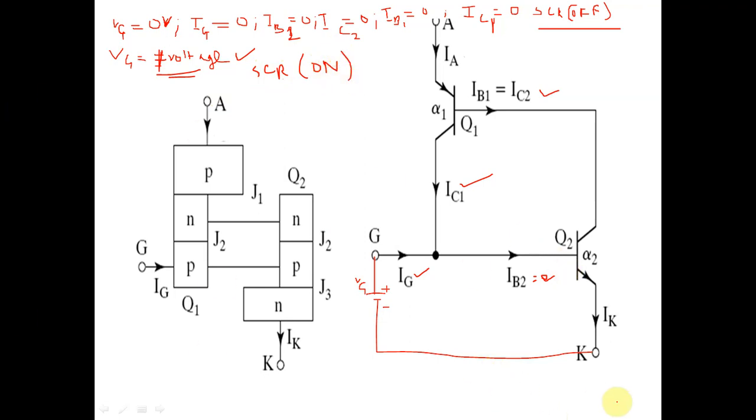Why? Because if we apply some voltage, then current Ig flows through the circuit, Ib2 also has a current. Due to this Ib2, IC2 also has some current. Due to this IC2, Ib1 also has some current, and this Ib1 is applied to the base of Q1 transistor. So due to this IC1 also has some current. This IC1 is again applied to the base of Q2 transistor. So both the transistors are in on state, so the SCR is also in on state. This is the working methodology of the two transistor SCR.